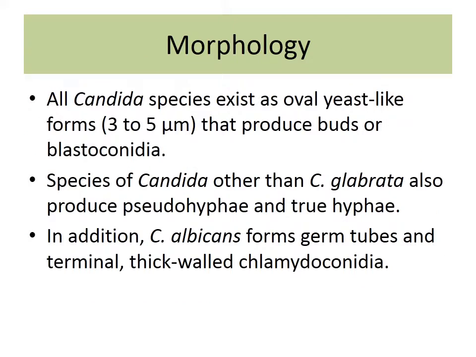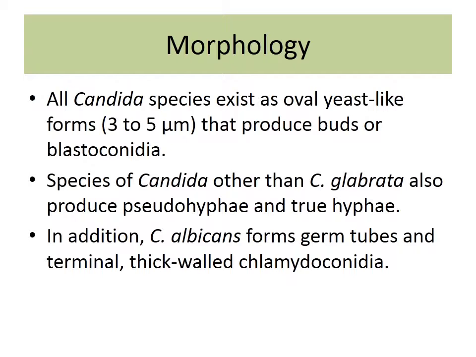For morphology, the size is small. They produce buds, or blastoconidia. Species of Candida other than glabrata do not produce only pseudohyphae but also produce true hyphae. And one important thing, because it's very common, is that Candida albicans forms germ tubes and terminal thick-walled chlamydospores. So these are 2 important things.